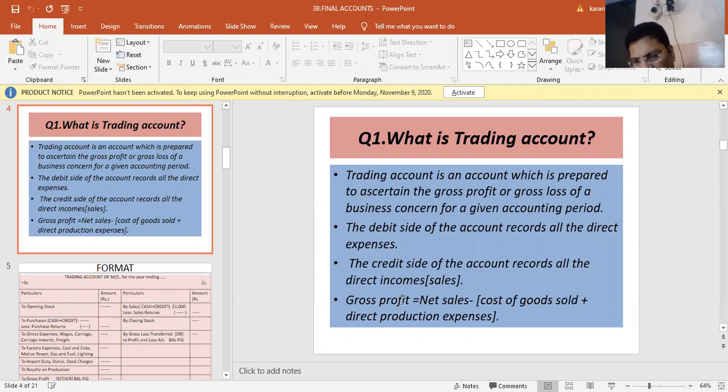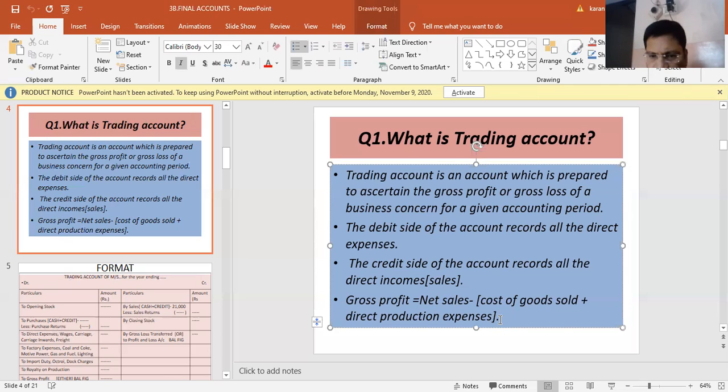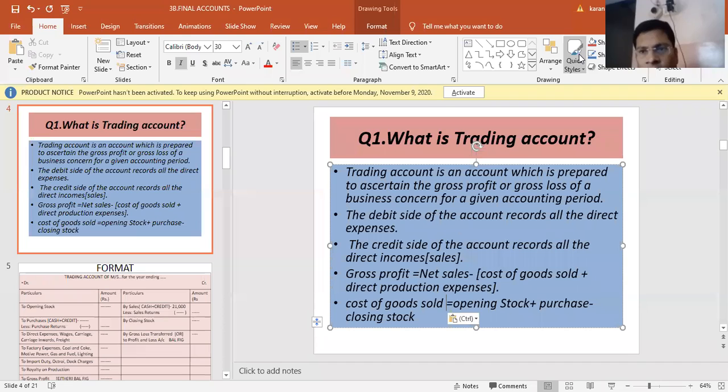So if we have a formula of gross profit, it will be like this: net sales minus cost of goods sold and direct expenses. These two have to be minus. Now, what is the meaning of cost of goods sold? Cost of goods sold also you should know the meaning. Cost of goods sold, we have seen, is opening stock plus purchase minus closing stock.